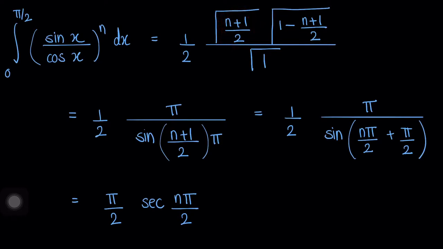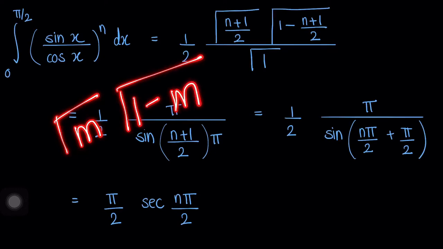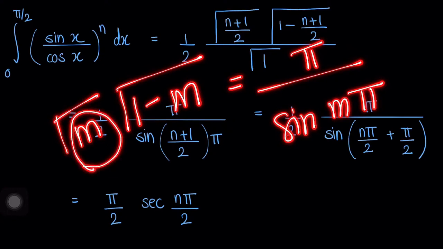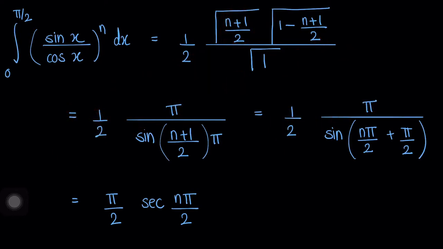So here we can use Euler's reflection formula, that is gamma of m into gamma of 1 minus m is equal to pi divided by sine of m into pi. For this m should be between 0 and 1. So here the value of m is n plus 1 by 2. So using this reflection formula, we have pi divided by sine of m pi. So m here is n plus 1 by 2.